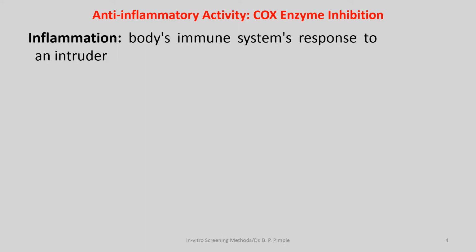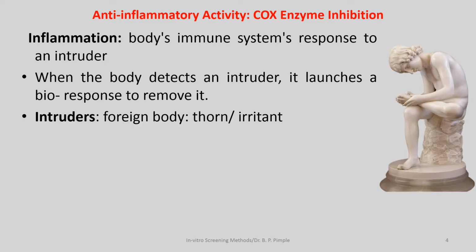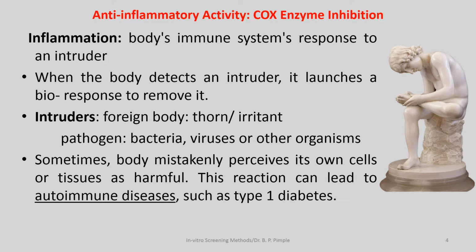Now here, the intruder can be anything. It can be a thorn, or an irritant, or even a biological organism like bacteria, virus, or other organisms like worms. Sometimes the body mistakenly identifies its own cell or tissue as harmful, and this can lead to certain autoimmune diseases like arthritis or diabetes 1.